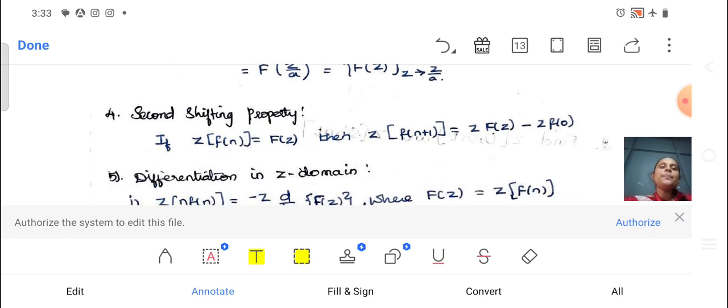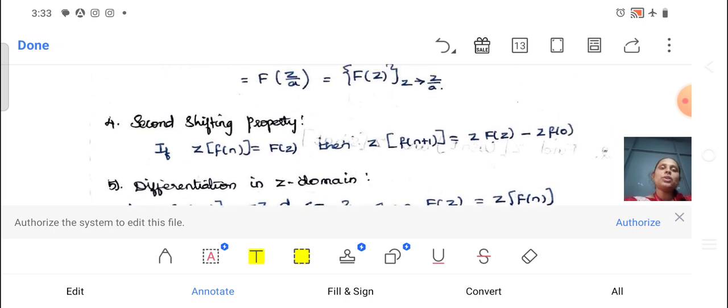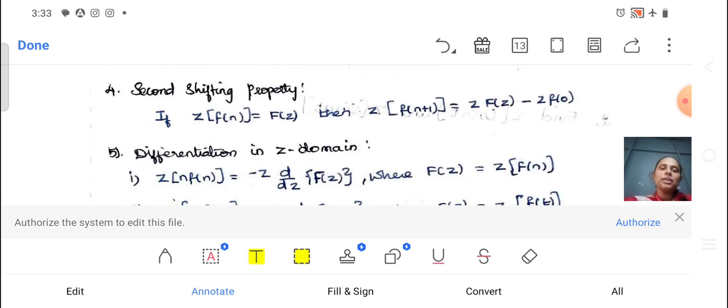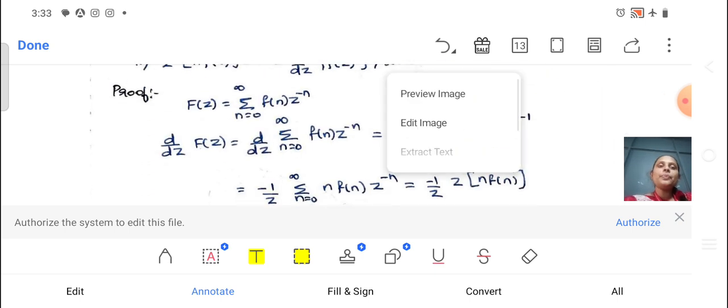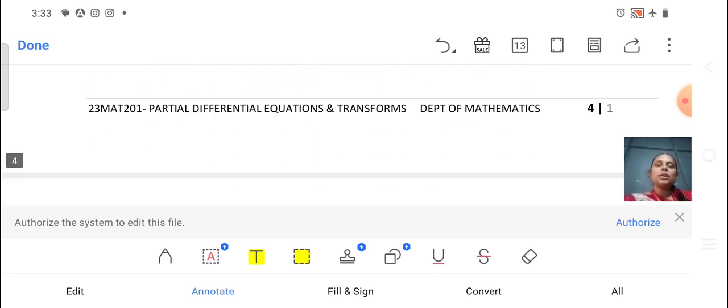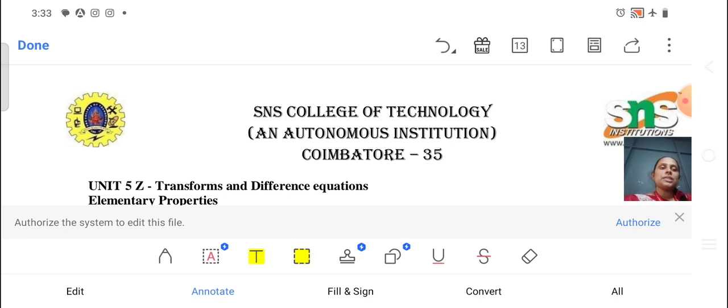So this is the property for the Z transform. Similarly, we are going to see the second shifting theorem and differentiation in the Z domain. Okay, so these are the properties for the Z transform.